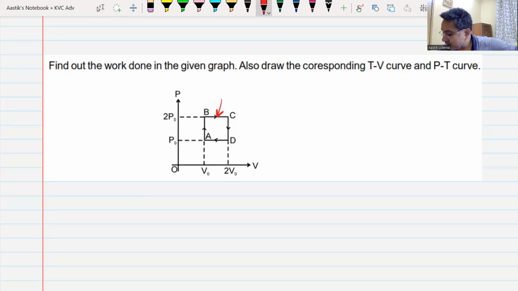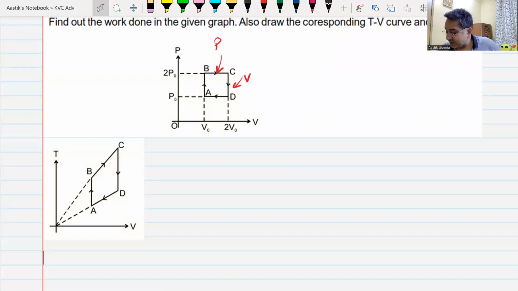Isobaric. Constant pressure. What is this process? Isochoric. Constant volume. Again, the same process is getting repeated. Do we understand this? Yes, sir. So the TV graph, remember, one is isobaric, and from A to B is isochoric. Isobaric process, it will be a straight line like this. Pressure is increasing, volume is increasing, and therefore the graph goes like this.